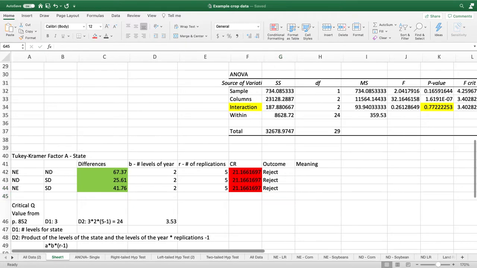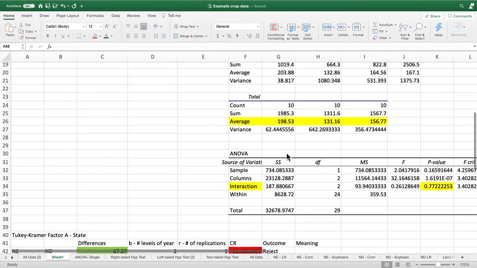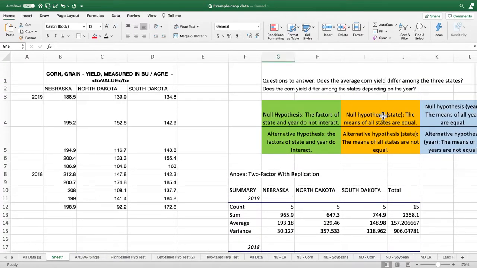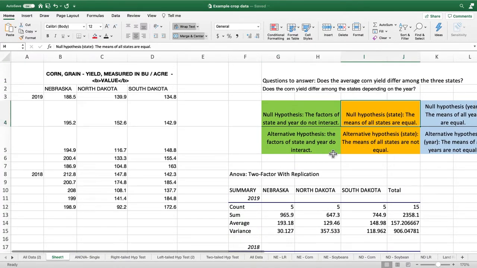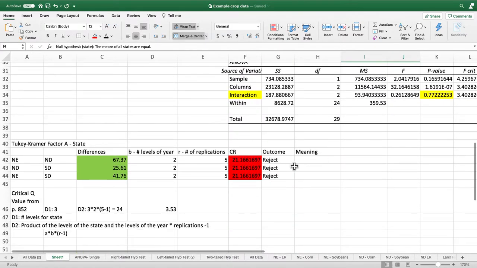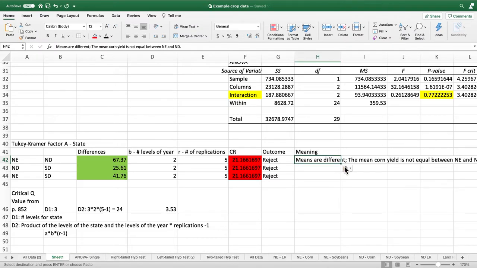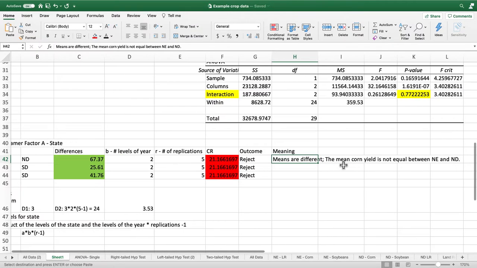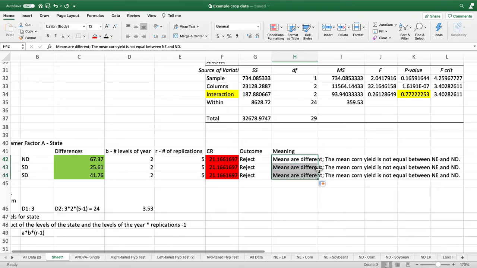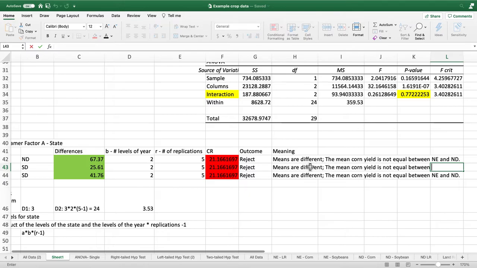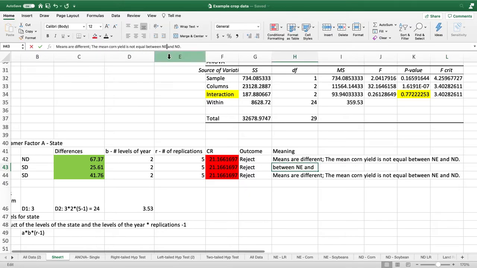So the meaning behind that is we're coming back up to this second null hypothesis. The means of all states are equal. We are rejecting that, and we are going to conclude that the means are different. So the corn yield is not equal between North Dakota and Nebraska. And then we'll just change the last state, so between North Dakota and South Dakota.